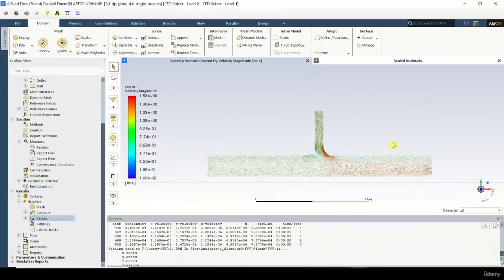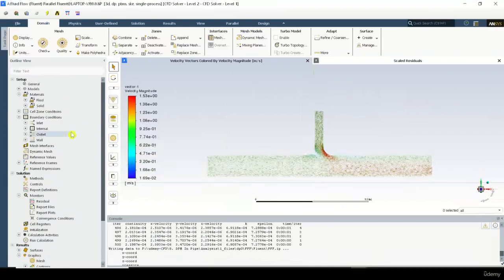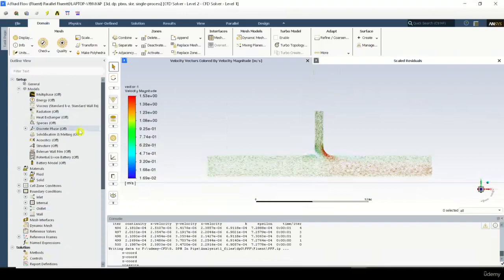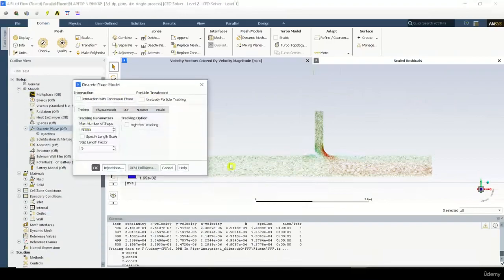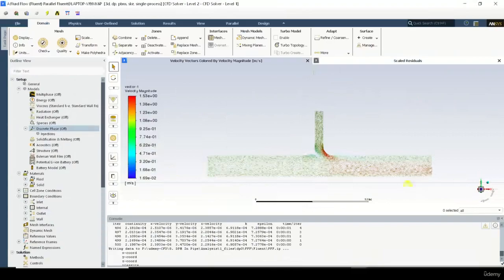Now in this video, I'll stop over here, and in the next video we will be discussing the DPM, that is the discrete phase model, which is present over here, and we will be performing some activity in this domain itself, and we will see what all we can investigate with respect to that. So let us move to the next video.